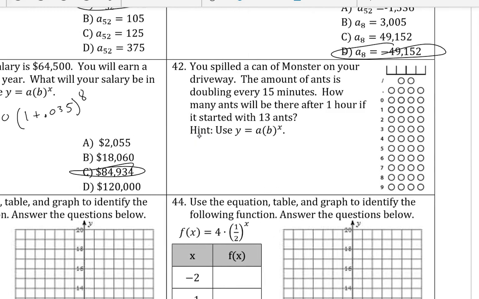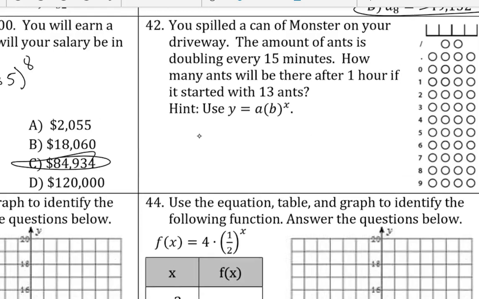You spilled a can of Monster on your driveway. The amount of ants in the driveway is doubling every 15 minutes. How many ants will be there after 1 hour if you started with 13 ants? So our equation, we got y is equal to, we started with 13. We're doubling. Now, figuring out what to plug in. So we have 1 hour, but we're in 15-minute intervals. So we have 60 minutes divided by 15, so that's 4. That means I'm going through 4 of those time jumps.